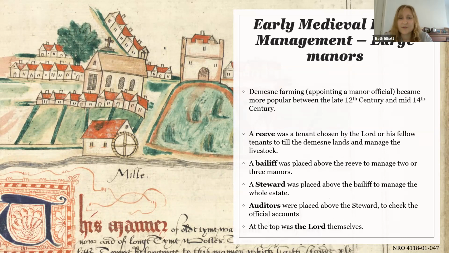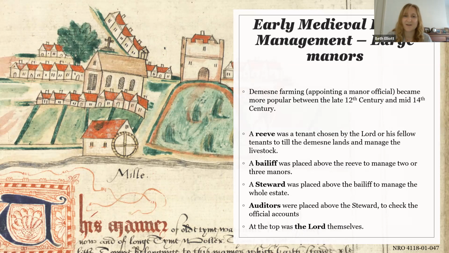As we move towards the 12th to 14th century, domain farming becomes a lot more popular. So basically this is where the Lord appoints a manor official. Early on, we have quite a clear hierarchy with this. These terms or titles I'm about to talk you through in a moment do continue throughout, but the strong hierarchy is most common between the 12th and the 14th century.